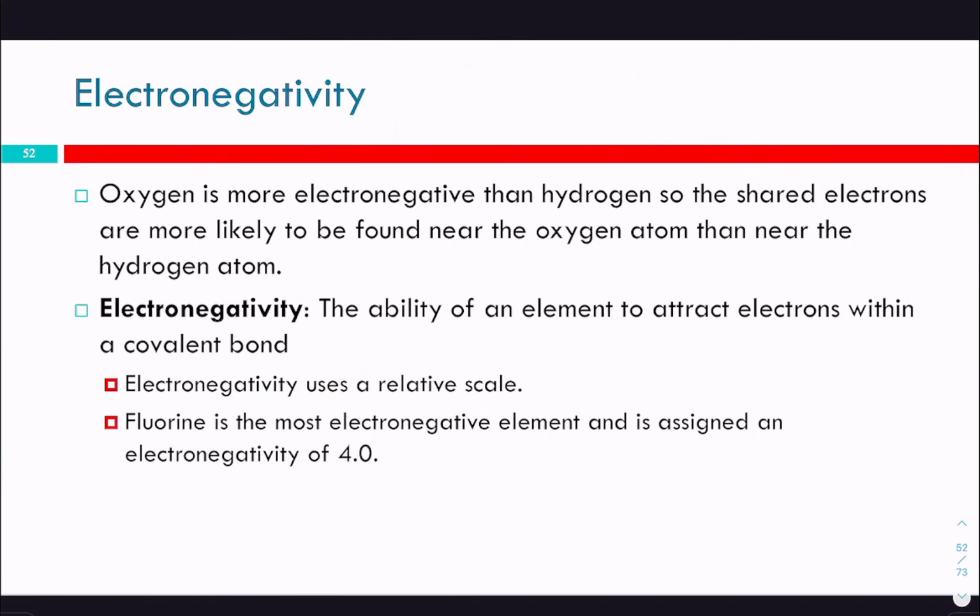So those electrons are more likely to be found near the oxygen rather than the hydrogen. And this is called electronegativity. How much any particular atom hogs those shared electrons is its electronegativity. We use a relative scale, and everything is relative to fluorine. Fluorine is given an electronegativity of 4, and all of the other elements in the periodic table are less than fluorine. It wants the electrons the most.